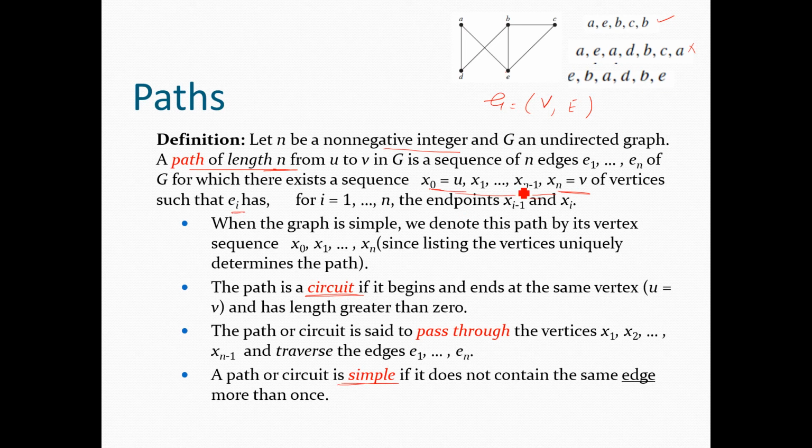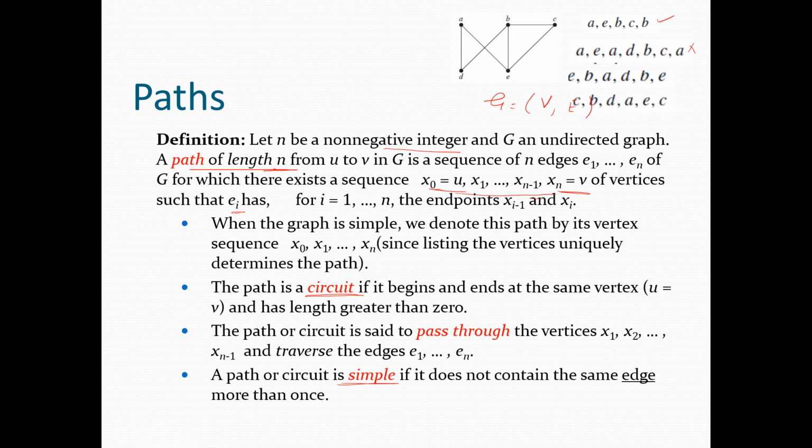E, B, A, D, B, E. So let's start from E. E, B, A. We cannot go to A from B. So this is not a path. Alright. Again, this is not a path.